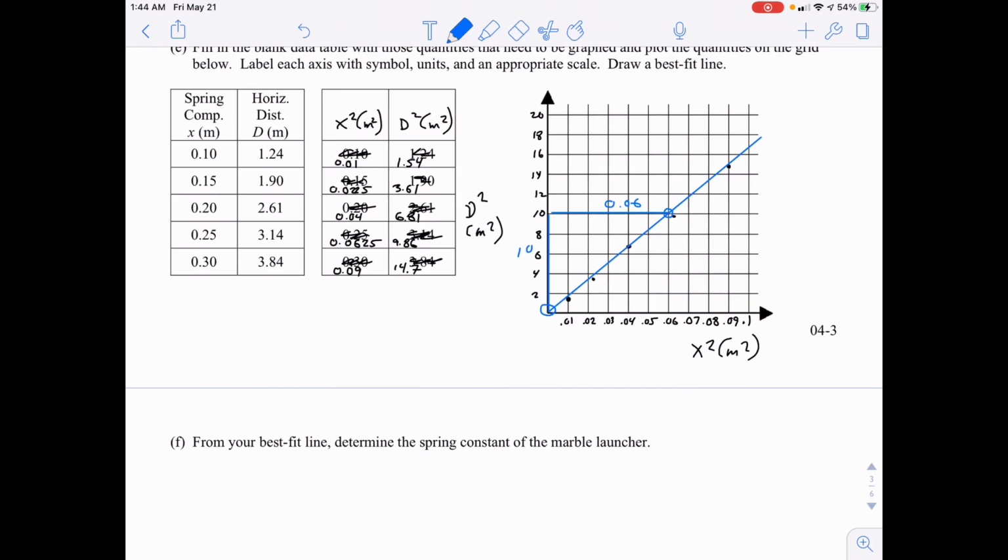So the first thing I'm going to do is find that slope. And I'm not going to use M for my slope. I'm actually going to write the word slope, because if I write the letter M, that could be confused with mass. So best to just write the word slope. So my slope is going to be my rise over run. In this case, it's about 10 over 0.06 roughly.